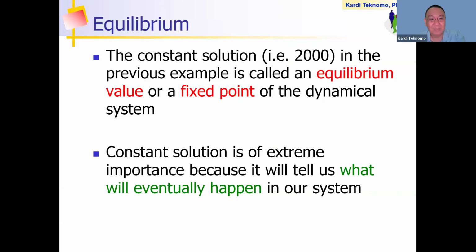Okay. Mathematically, of course, this is an interesting point. It's a painful point, but it's an interesting point. The constant solution of 2000 is actually called the equilibrium value, or fixed point. We can compute this using a formula. This is extremely important. This constant solution is extremely important because it will tell us what actually happens in our system.